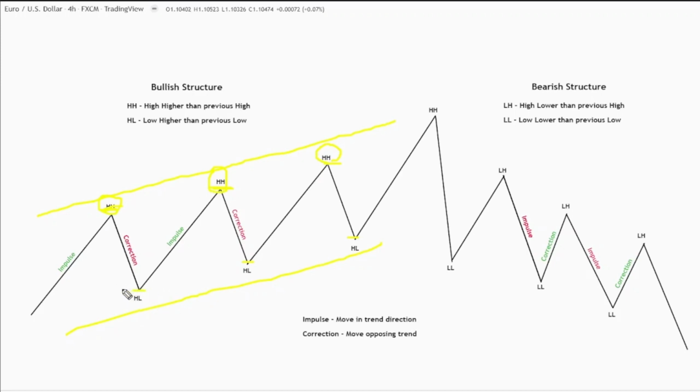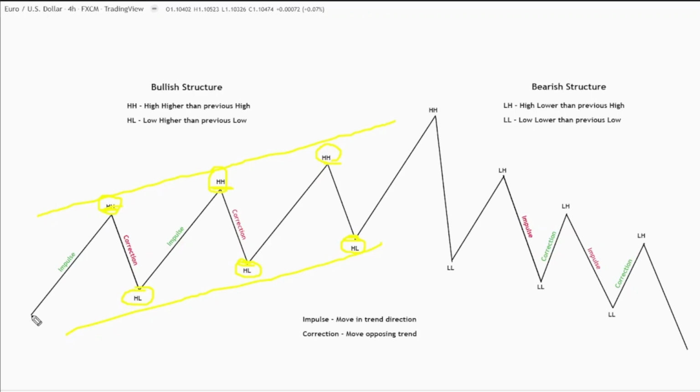On the low side, these points are referred to as higher lows. They are referred to as higher lows because this low point here is higher than this previous low point here. And the market will keep on creating higher low points which are higher than the previous one as long as we are in an uptrend.